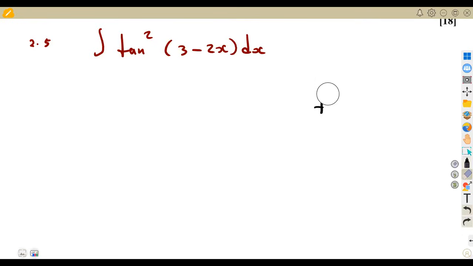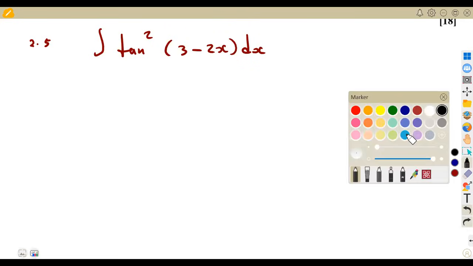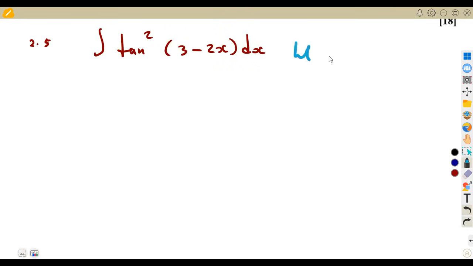So meaning to say, in order for us to use it, we can introduce this to be our u, so that we can now talk about this, because the integral of tan squared ax can be integrated. It's linear and it's a single term. So if we make this a single term, that means we can apply it. And which single term can we think about? We can think of the substitution method. So we can let u be equal to 3 minus 2x.